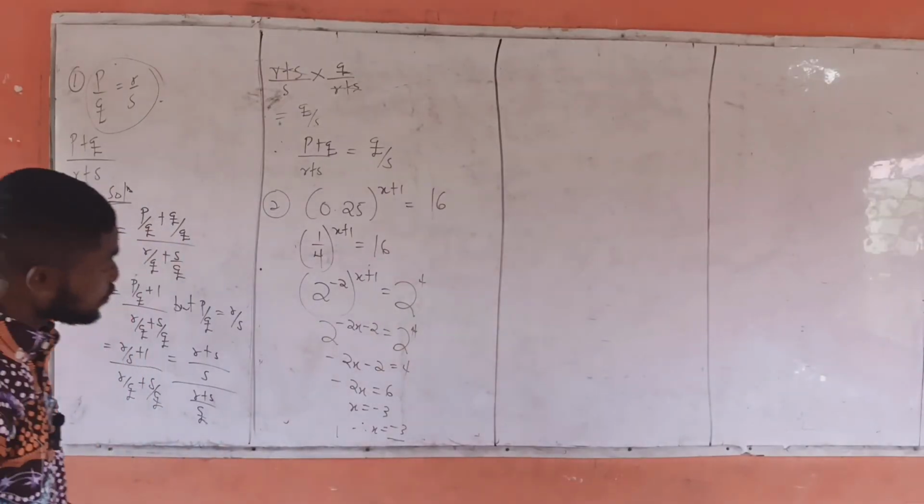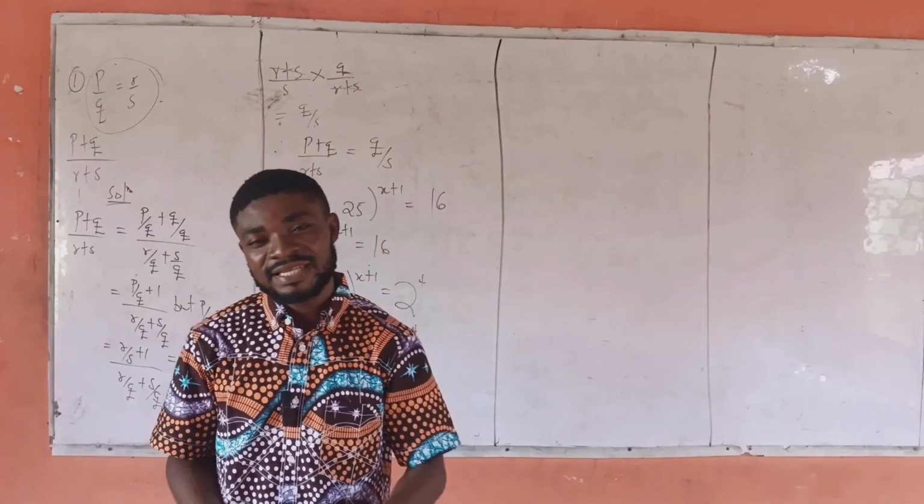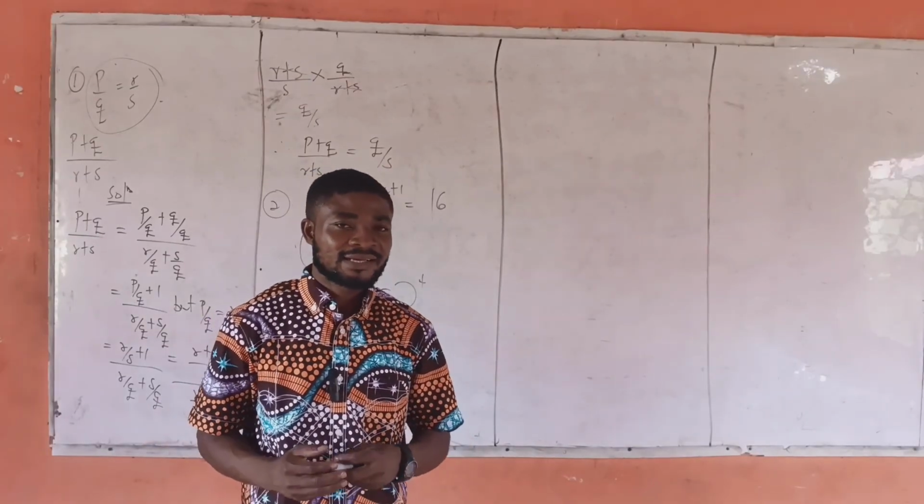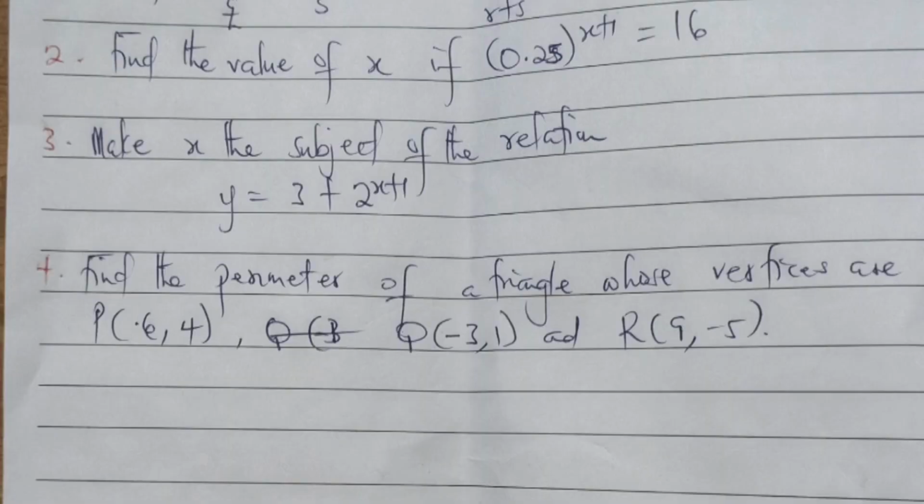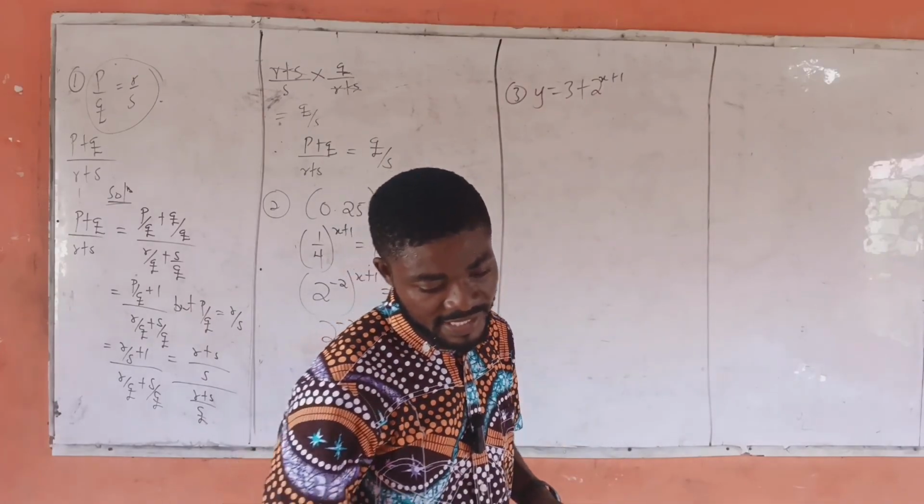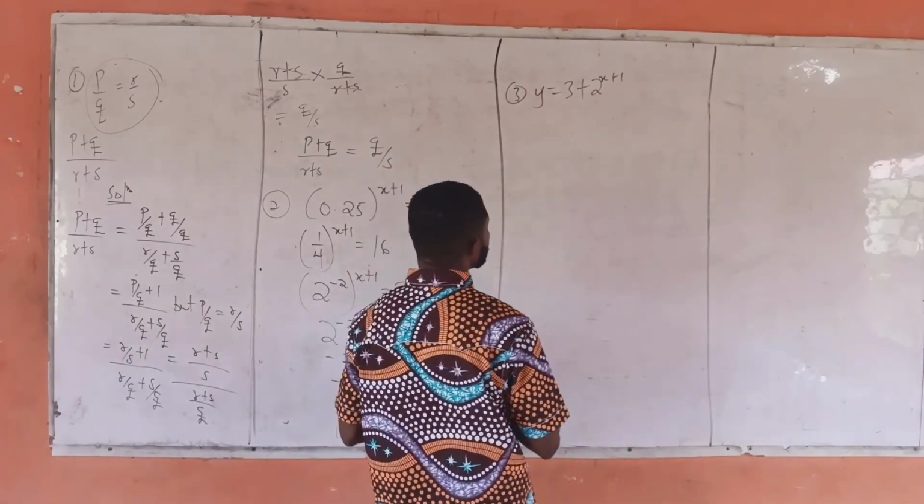Question one, question two, tackled. Today's questions are not lengthy. I'm kind of tired and I want to rest a bit. That is why I'm bringing you lazy questions, as you can see. Question three. We are to make x the subject of the relation y equals 3 plus 2 to the power x plus 1. That is what we are supposed to make x the subject of.